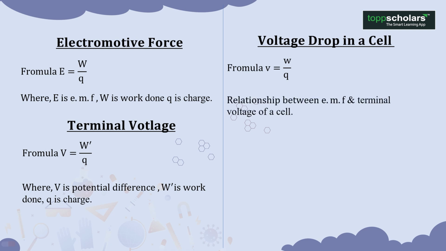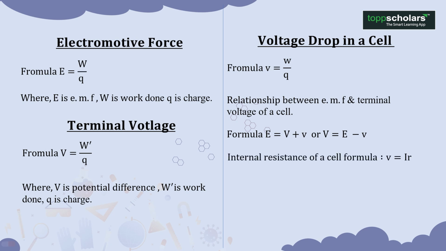Relationship between EMF and terminal voltage of a cell. Formula E is equal to V plus v, or v is equal to E minus V. Internal resistance of a cell. Formula V is equal to Ir.